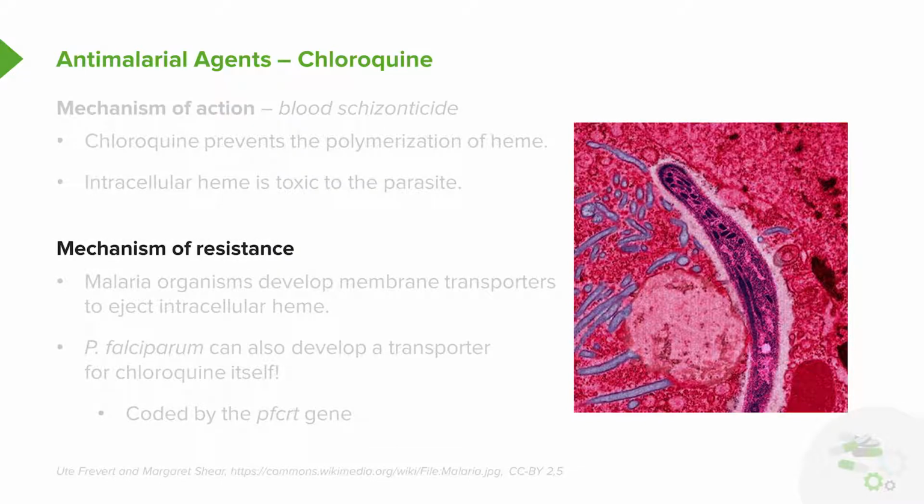We do have resistance developing in many malarial strains today. Malaria organisms develop membrane transporters that actually will eject the intracellular heme. Plasmodium falciparum, or P. falciparum, can also develop a transporter for the chloroquine itself, which is actually quite shocking when you think about an organism actually being able to eject a drug, specifically because it's toxic. Now, the gene that is responsible for the ejection protein for chloroquine is called the PFCRT gene.